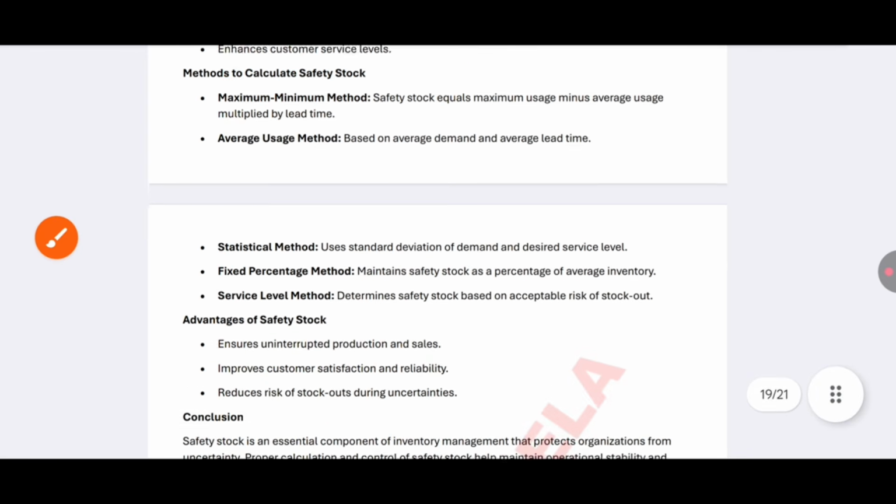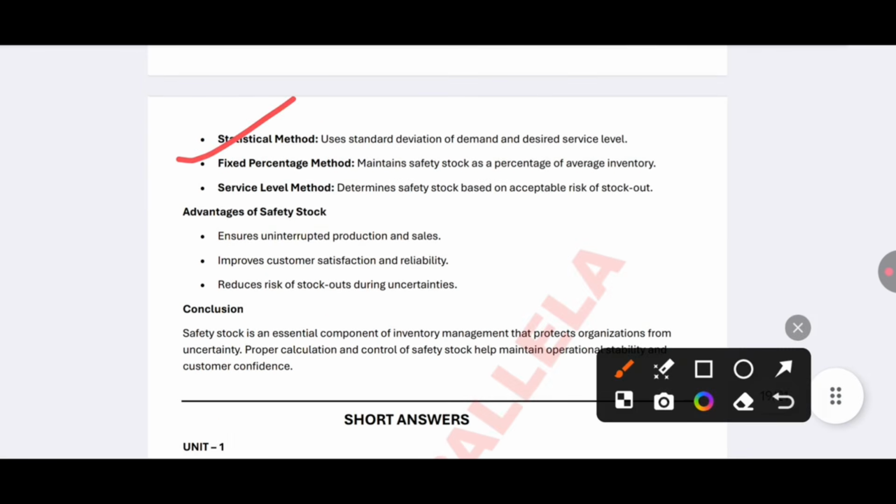Next one, the statistical method. The statistical method uses the standard deviation of demand and the desired service level. Next one, the fixed percentage level, which means every month we keep 5% of the stock for safety. That is also another method. Next one, service level. It determines the stock based on the acceptable risk. If you are able to accept your risk, you can keep that stock.